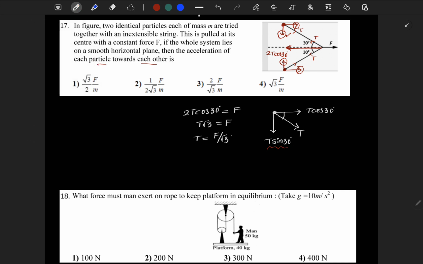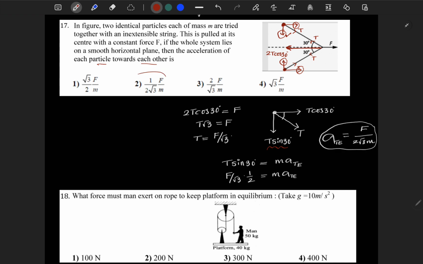So I can write T sin 30 is equal to m into acceleration of particle towards each other. So T into, T is F by root 3 and sin 30 is 1 by 2, is equal to m into acceleration towards each other. So the acceleration of particle towards each other should be F upon 2 root 3 m. That's it. Which is option 2. This one. Yep.